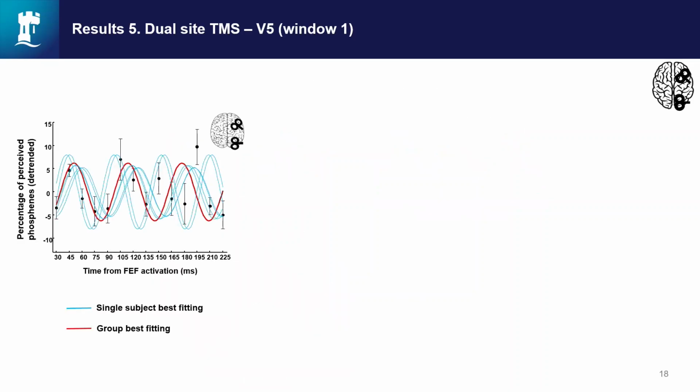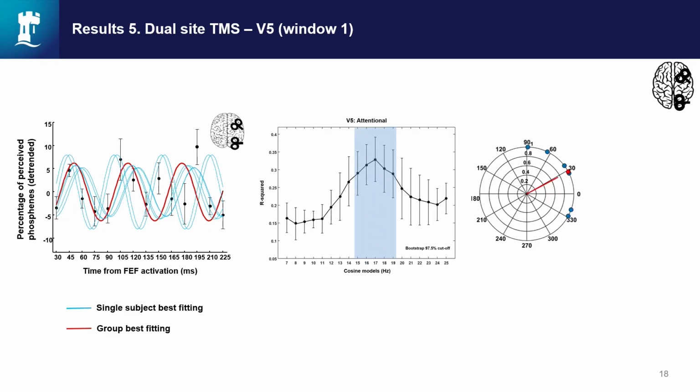And then here I'm just showing you again for each individual participant how the phosphenes look like. And as you can see, all of them are oscillating around 17 hertz. And this is the formal spectral content of their behavioral performance, which is still in the beta frequency. And the polar plot is saying that they are more or less in the same phase. So TMS of the frontal field seems to reset the phase of the oscillation in V5.